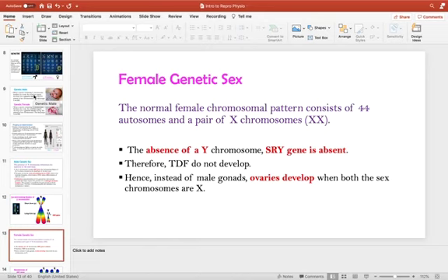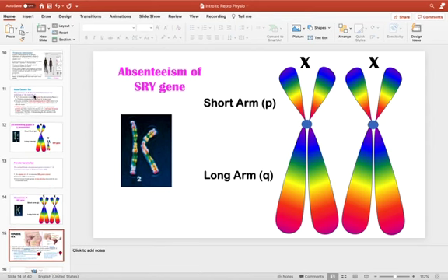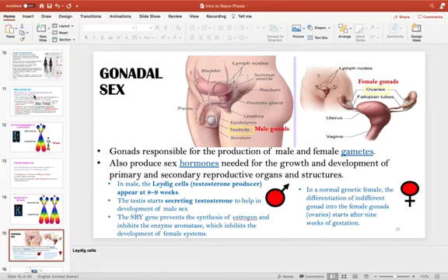Female genetic sex. The normal female chromosomal pattern consists of 44 autosomes and a pair of X chromosomes. With the absence of the Y chromosome, the SRY gene is also absent. Therefore, TDF does not develop. Hence, instead of male gonads, ovaries develop when both the sex chromosomes are X. So when the SRY region is absent, the X chromosome will dominate and produce the female gender. This is the chromosomal sex.